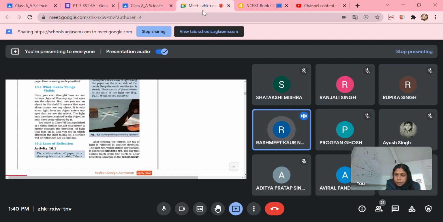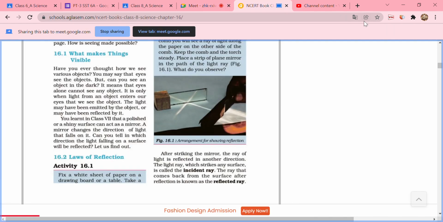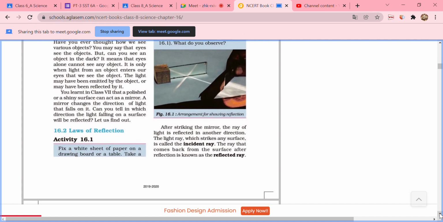Have been reflected by it. You learned in class 7 that a polished or shiny surface can act as a mirror. A mirror changes the direction of the light that falls on it. Can you tell in which direction the light falling on a surface will be reflected? Let us find out. So now you are going to see what happens when light falls on a surface. It will reflect back, and in which direction it reflects we can find out from the ray diagram of reflection. Yes, Ayush, now continue. Activity first and then the other part.